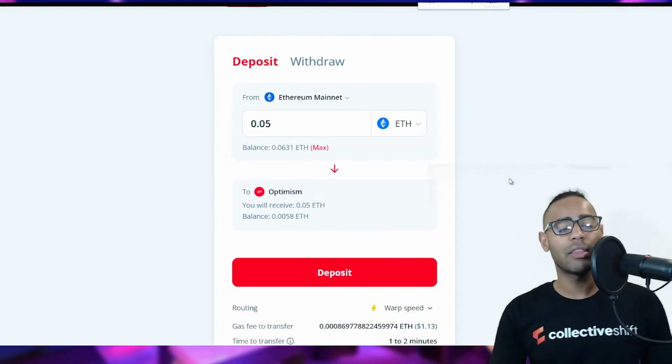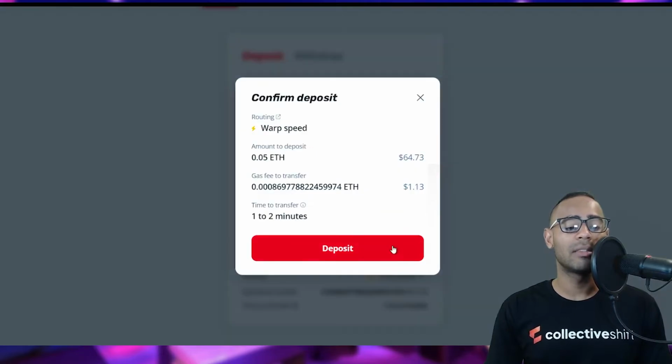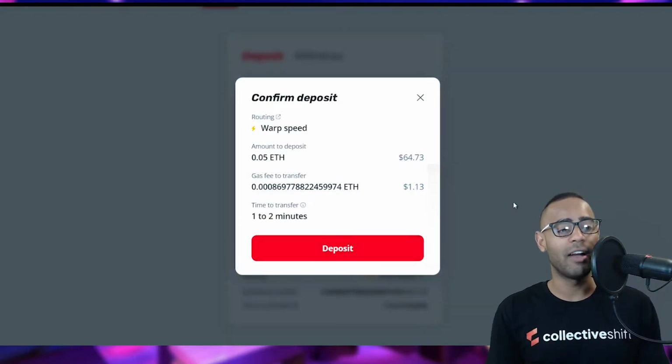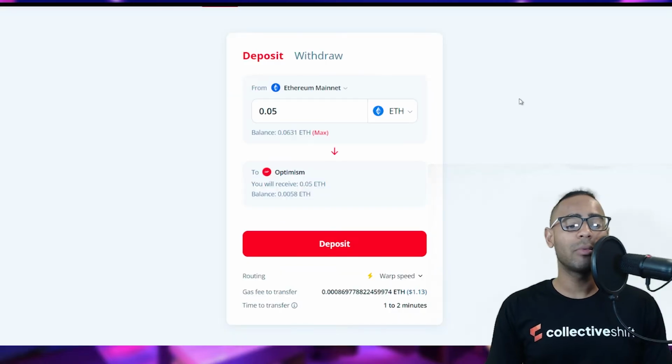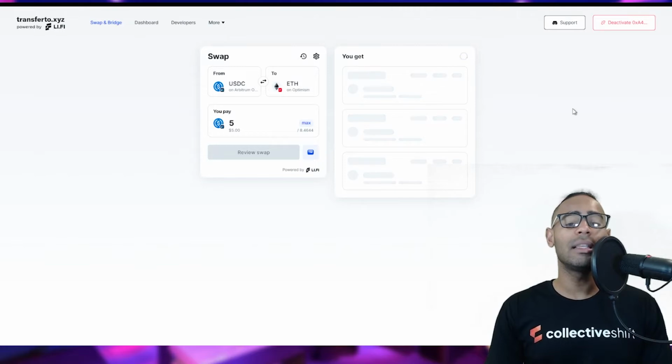I have already done this myself, so I've already used both warp speed and standard speed, and I would say the standard speed doesn't take long. It's quite fine to use the standard speed. The second option I would say to bridge funds onto Optimism from Ethereum is to use the Li-Fi bridge.